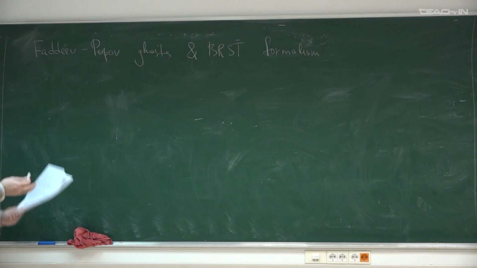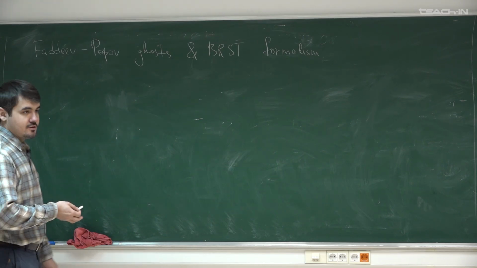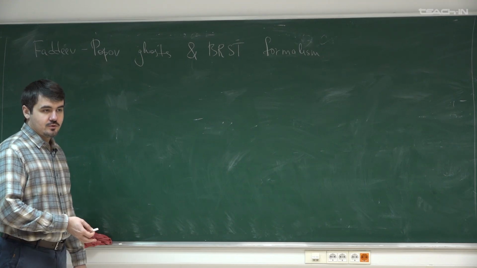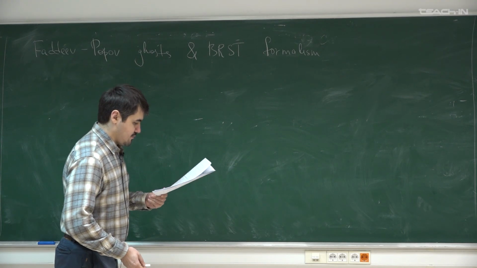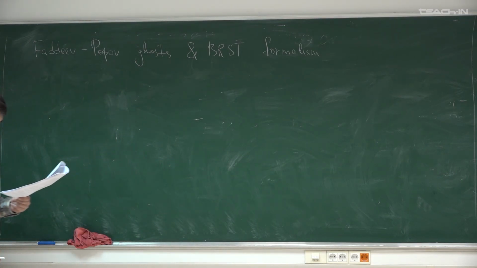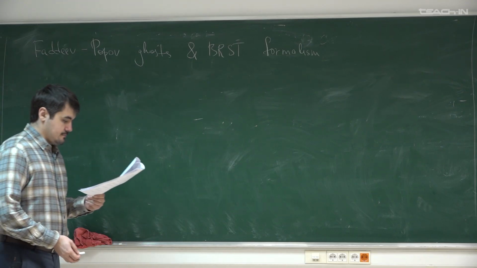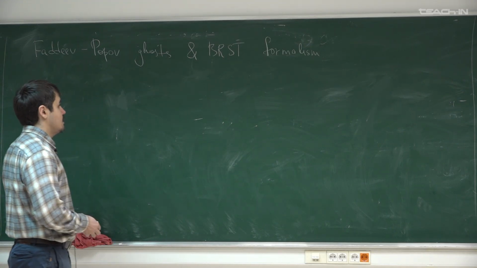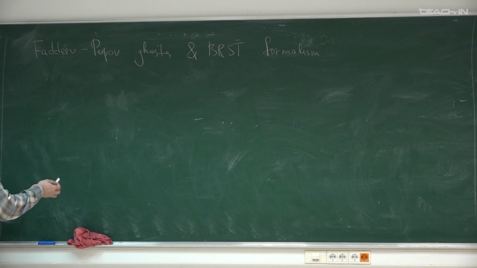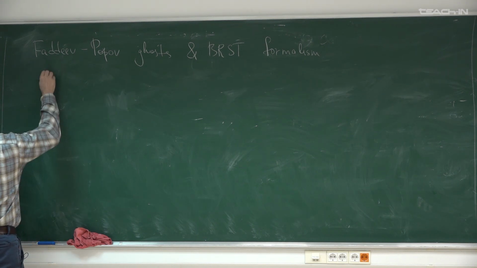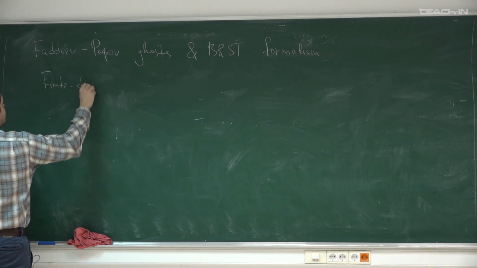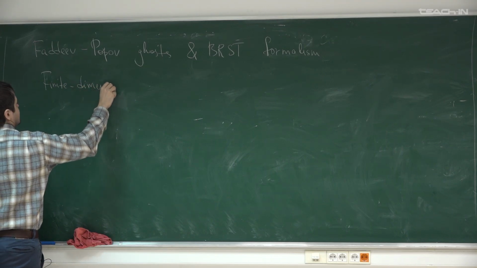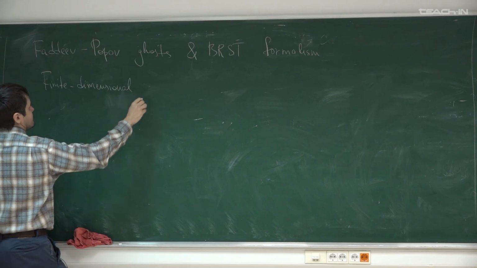So the first example will be just a finite dimensional integral. It's a bit far from what we're doing, so don't be too shocked that we switch to this finite dimensional setting. But I think some main ideas will be clear from that. The idea is that we want to perform some integral. Finite dimensional example.